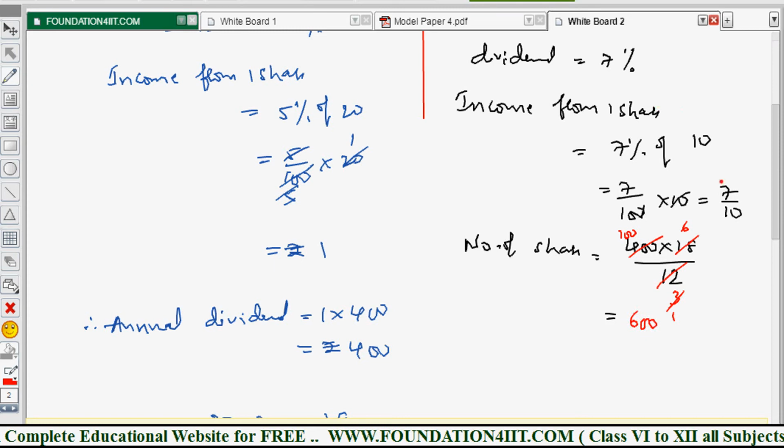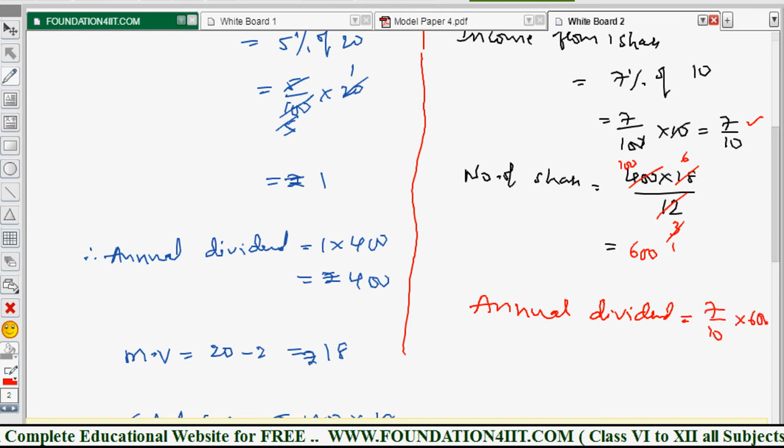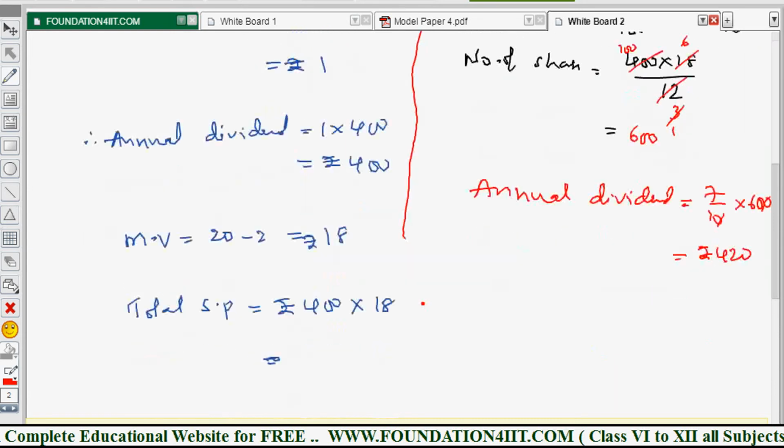Then income from one share is 7 by 10. Then annual dividend, so this is my second part. Income from one share is 7 by 10, and we have 600 shares. So the zeros get cancelled. 60 into 7 is rupees 420. So annual dividend is 420. Right.